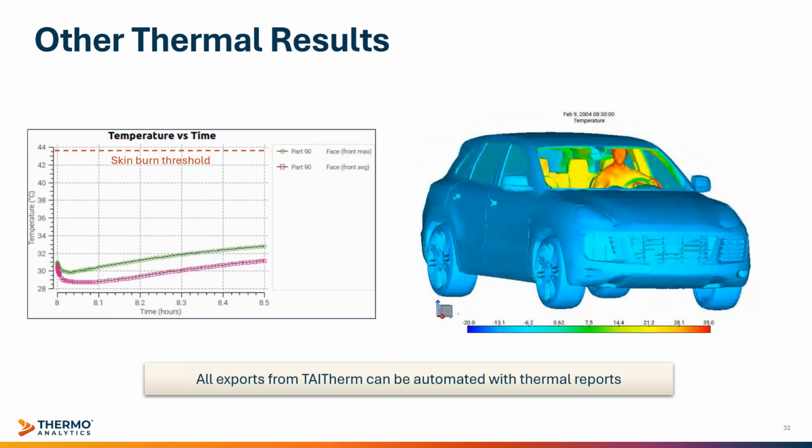And if you're doing repetitive workflows, you may want to use the thermal report feature. This will save the definitions of all of your results exports. So if you always want to export a specific animation or specific data from similar models, you can automate that workflow really easily using thermal reports.